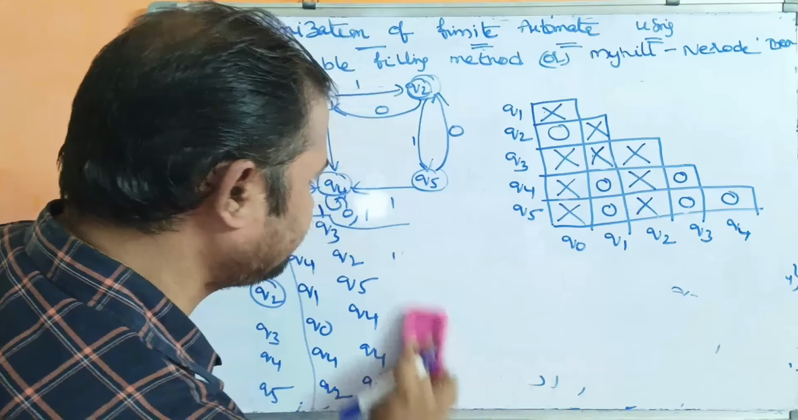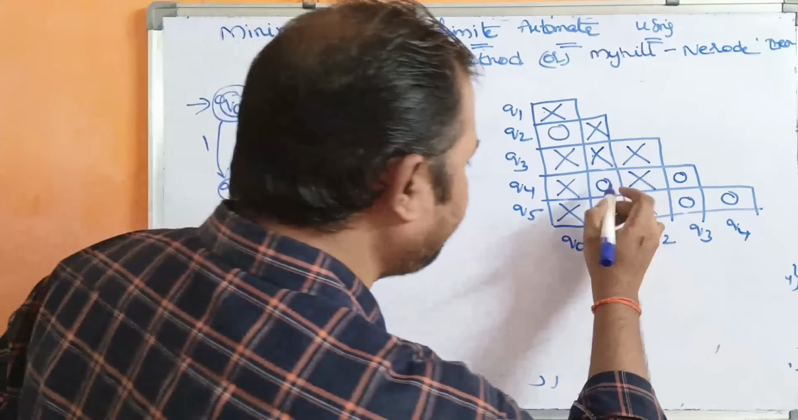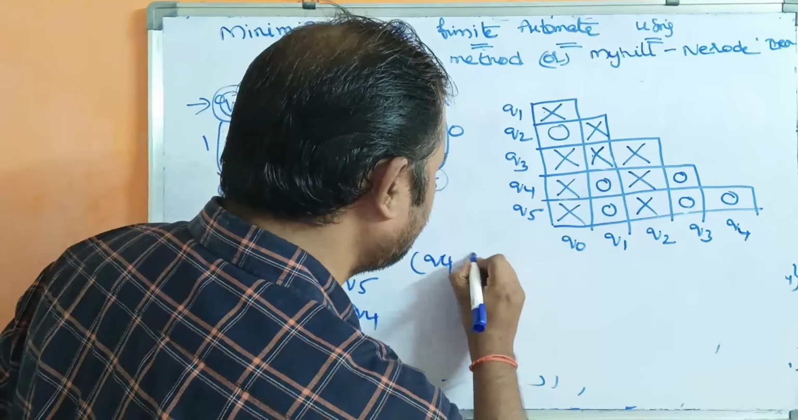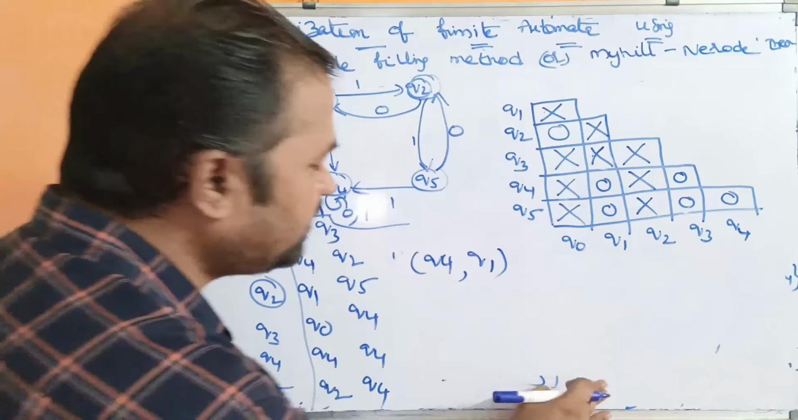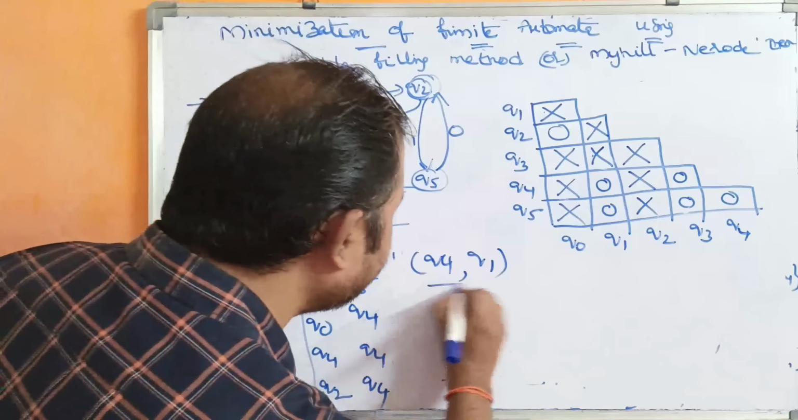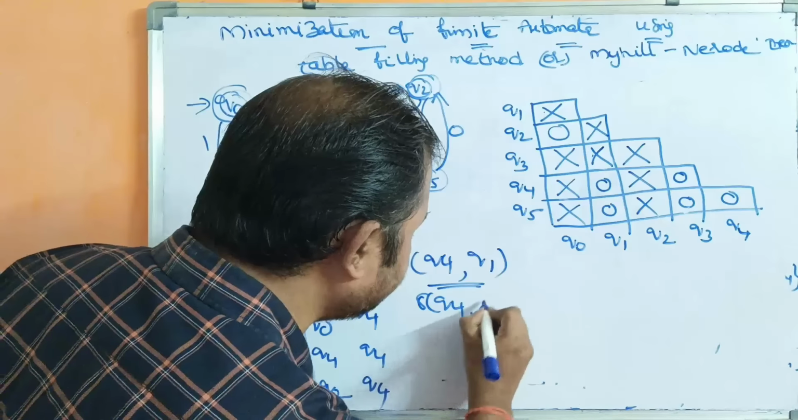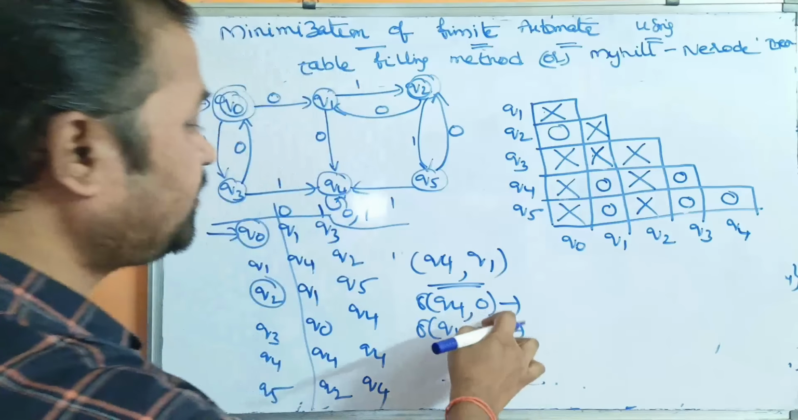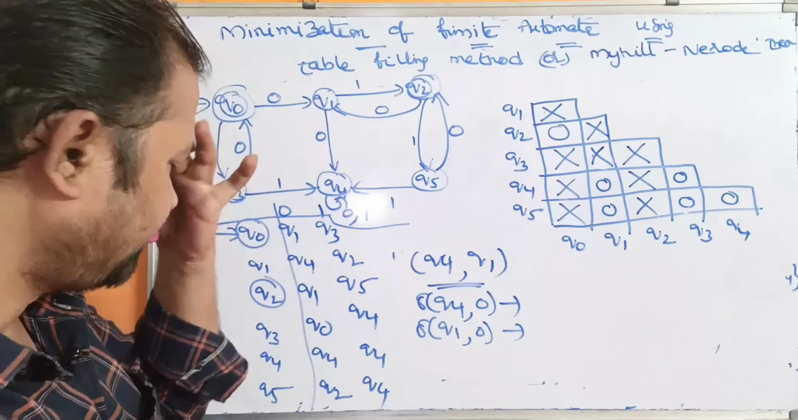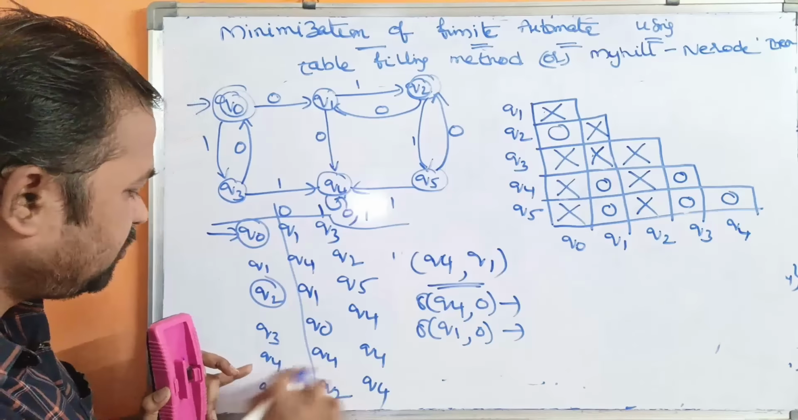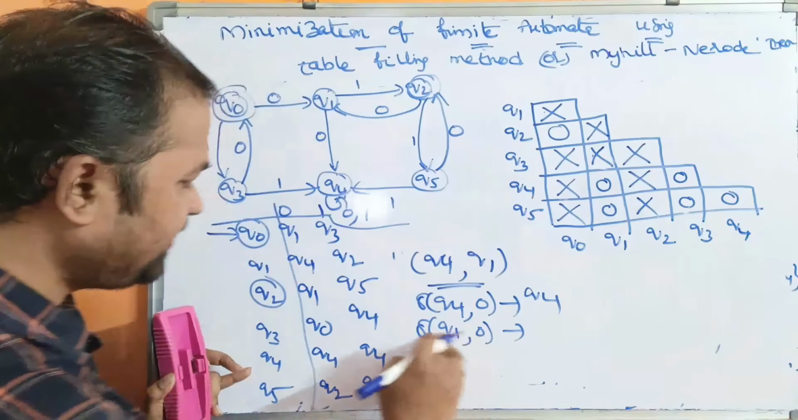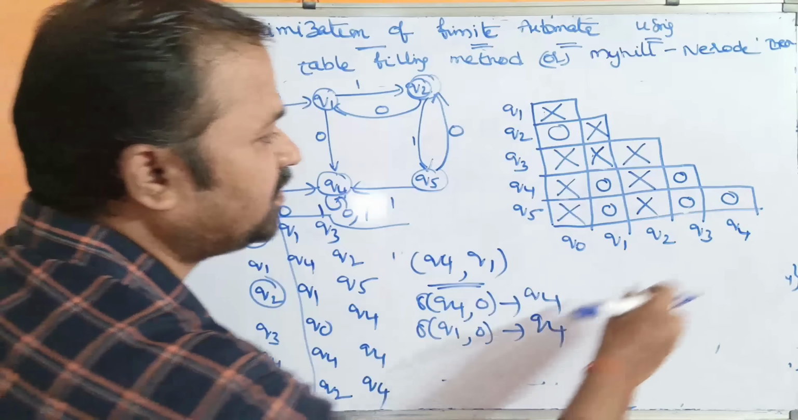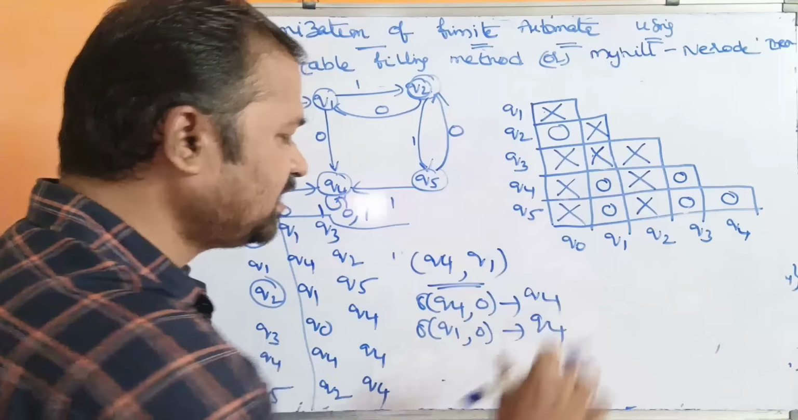So next one is this pair, which is nothing but Q4 and Q1. Now we have to check whether we can mark Q4 and Q1 or not. For that purpose, we simply apply transitions: 0 on Q4 and 0 on Q1. 0 on Q4 means Q4, and 0 on Q1 means Q4. So here we got Q4, Q4, but we don't have any pair like Q4, Q4.